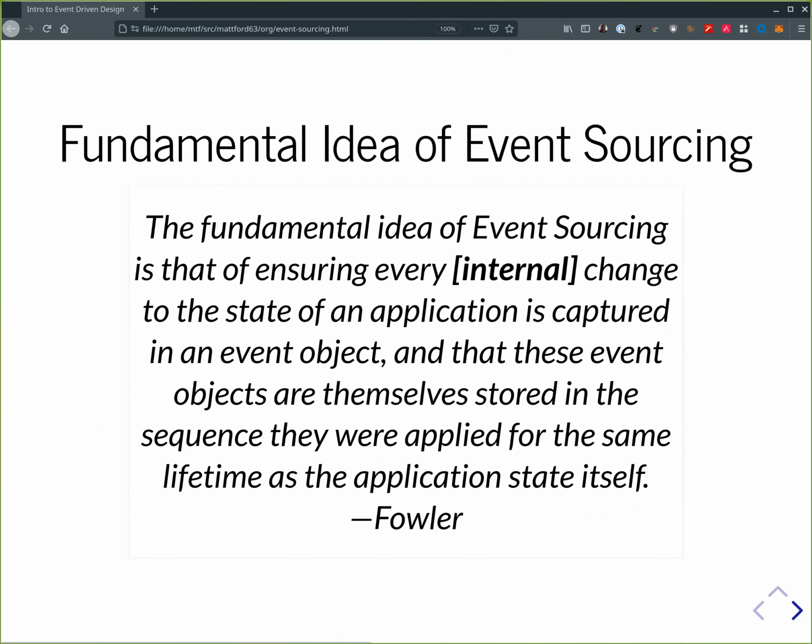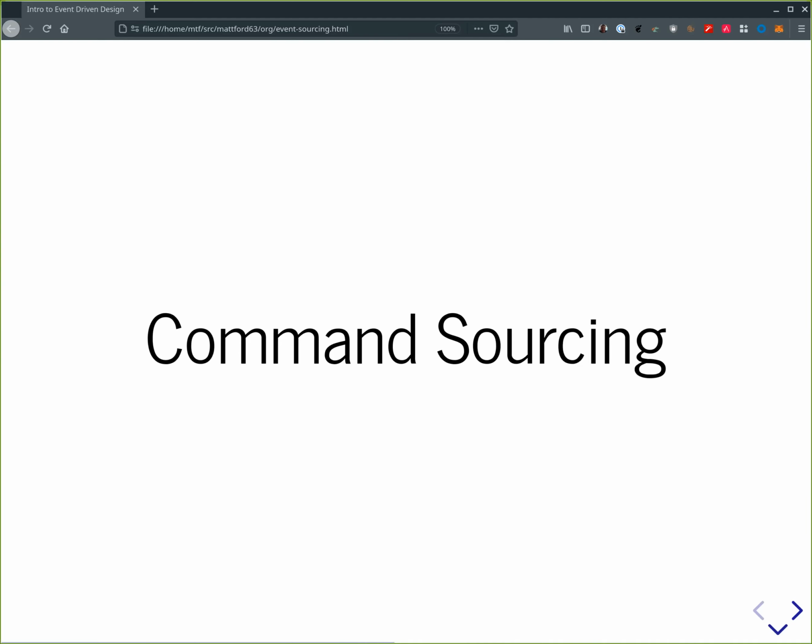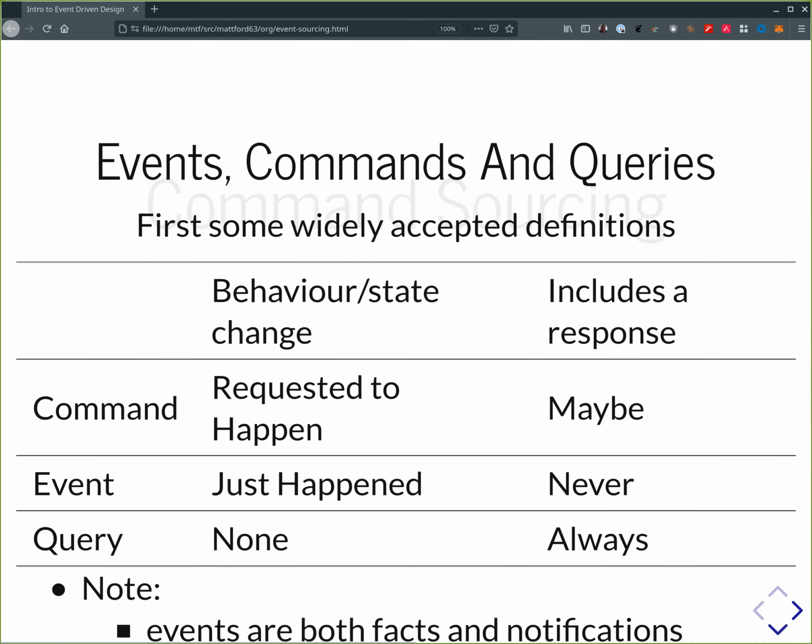So Fowler wrote that the fundamental idea of event sourcing is ensuring every change of state of an application is captured in an event object, and that these event objects are stored in a sequence for as long as the application lives. I've slightly modified that to include every internal change. And this is where things get a little bit interesting and perhaps confusing to the first time reader. So we come on to something called command sourcing.